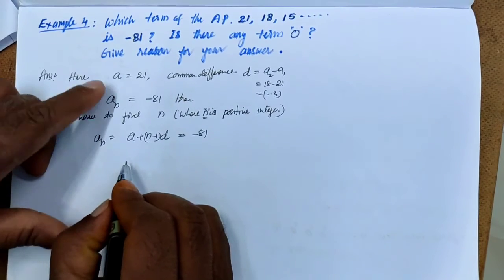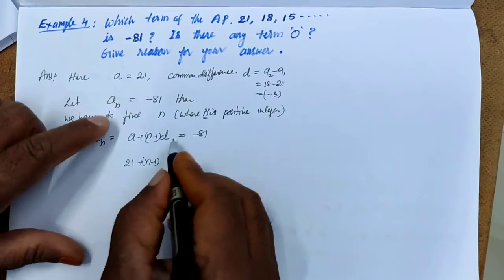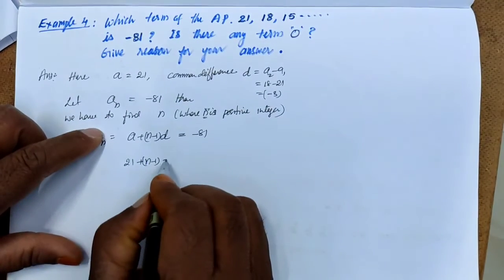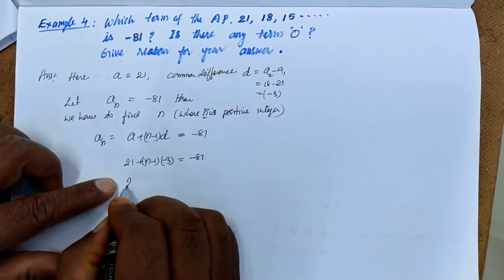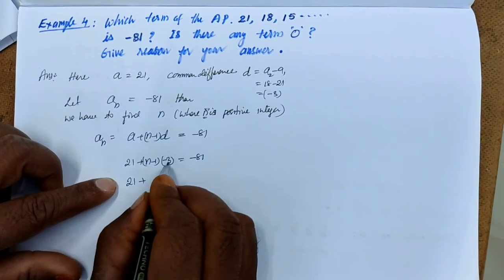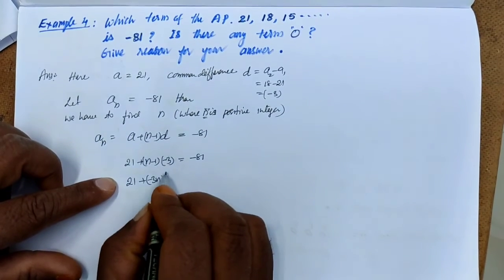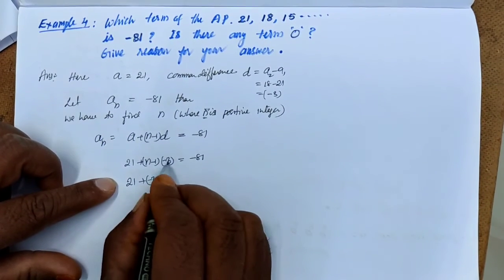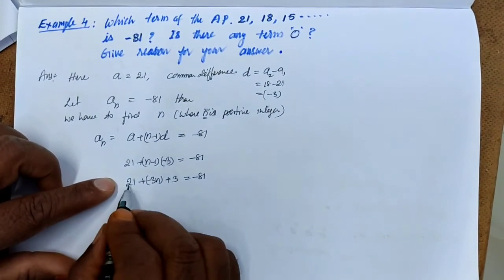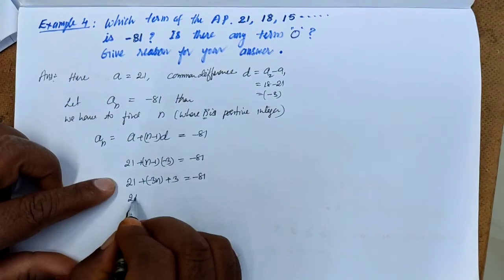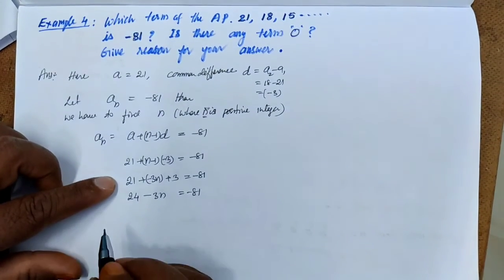Okay, so what is a? 21 plus n minus 1 into d. What is d? d is minus 3, is equal to minus 81. Okay, so 21 plus minus 3 into n gives minus 3n, and minus into minus gives plus, 3 ones are 3, is equal to minus 81. Now this 21 and this 3, 24, minus 3n is equal to minus 81.